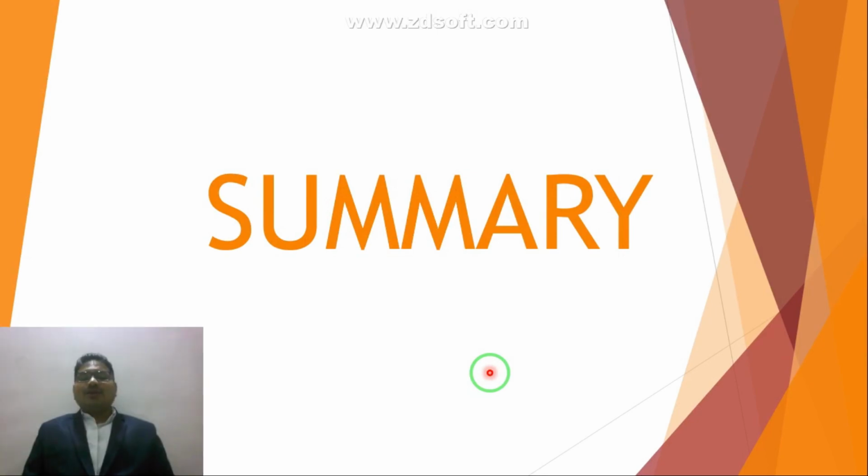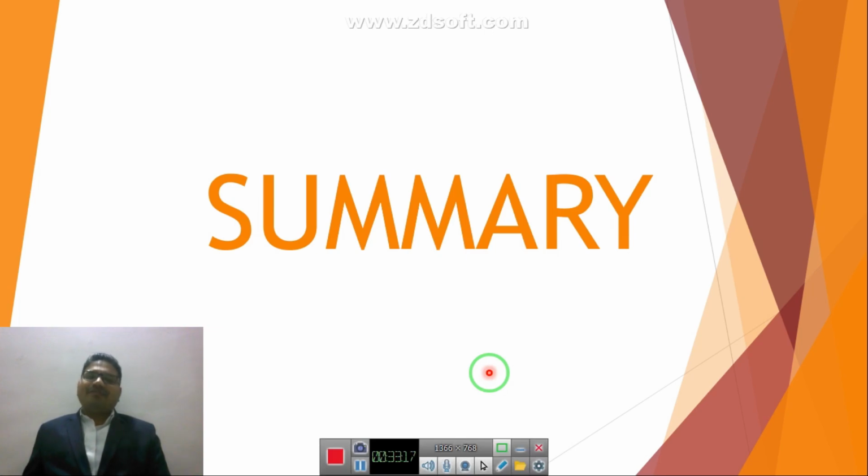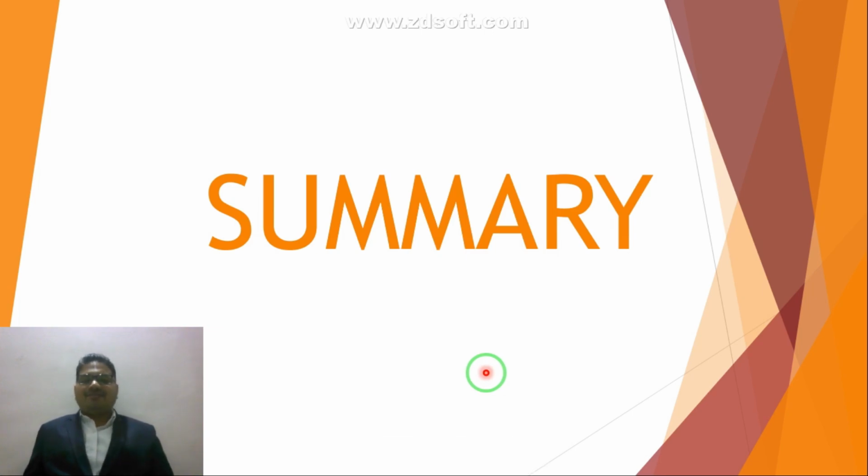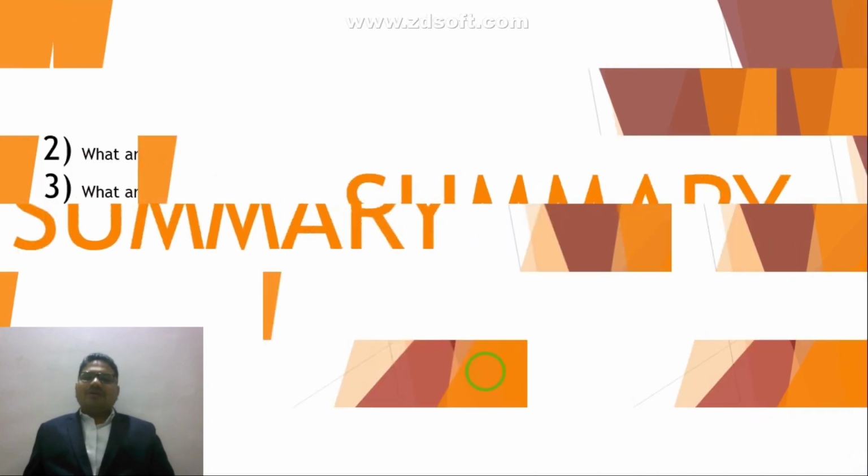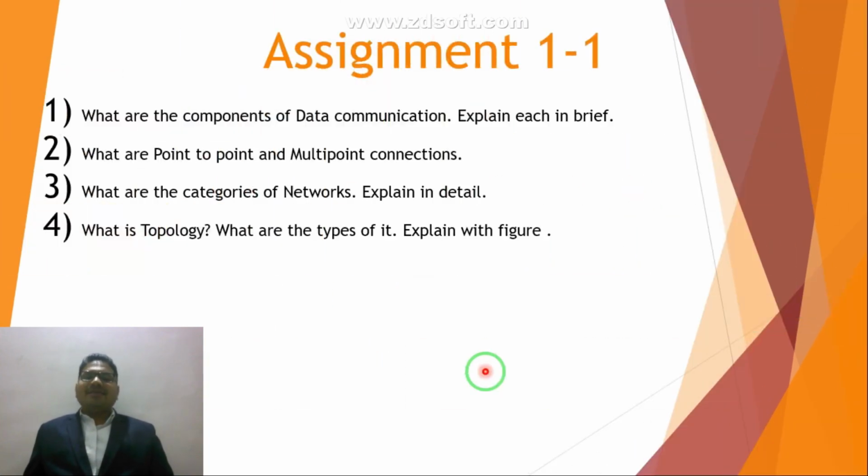So guys, today we have seen what data communication is, what the fundamental components of data communication are, then the characteristics, then we have seen the different topologies, and the categories of networks: LAN, MAN, WAN. And this is the assignment. So please note down this assignment.